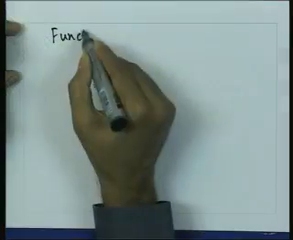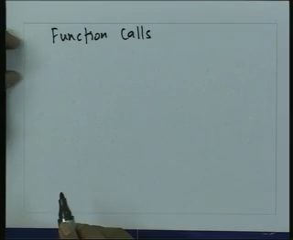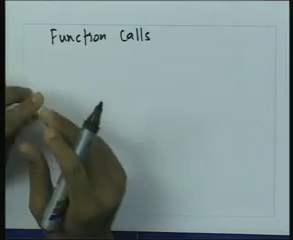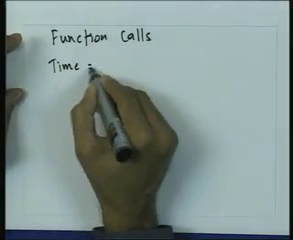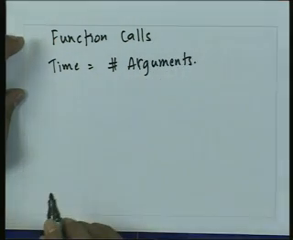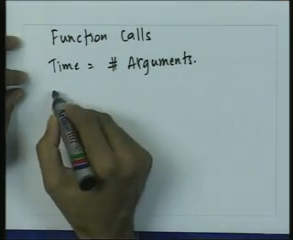We will also allow function calls in our programs. And we will assume for simplicity that the number of steps needed for the function calls is going to be the number of arguments passed. So time equal to number of arguments. Of course, I should say something about the syntax of the function calls, and the syntax is going to be pretty much like the C language.